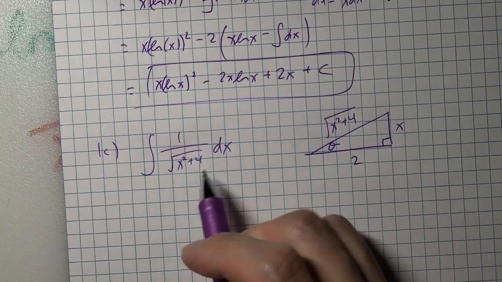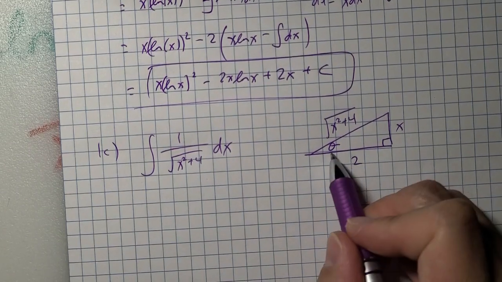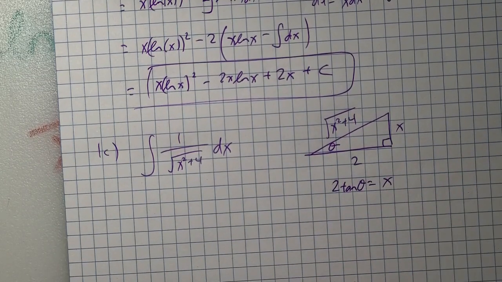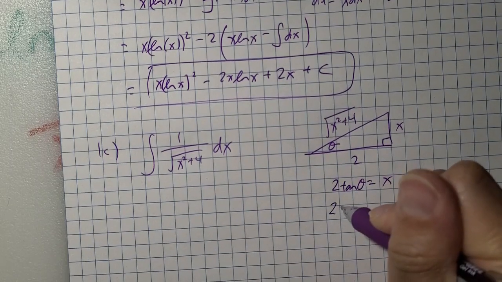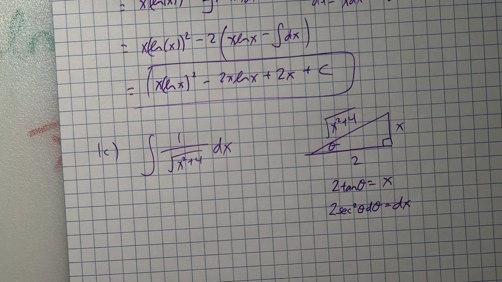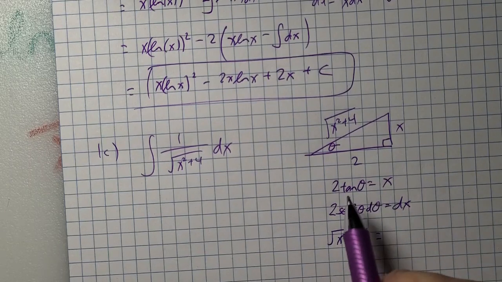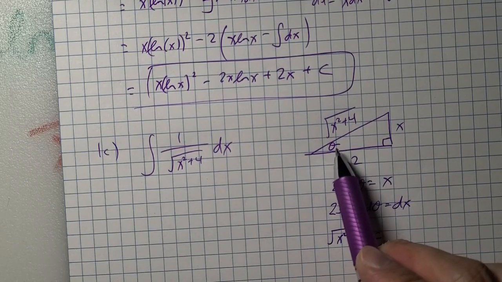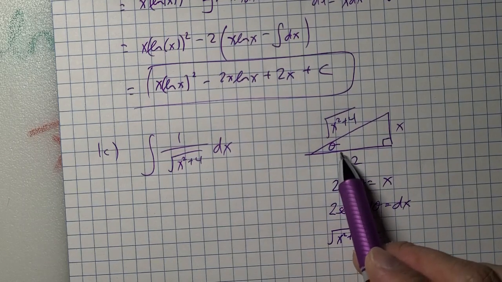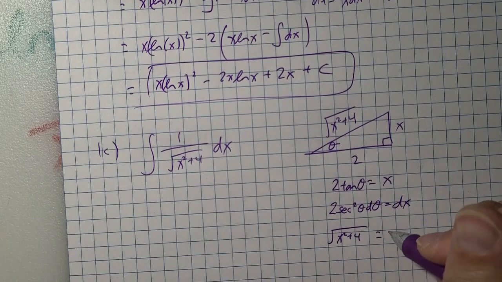We want to substitute everything in this integrand in terms of theta. We know that tangent theta is x over 2, so 2 tangent theta is equal to x. We can get dx now because we need that. 2 secant squared theta d theta is dx. And we can sub the square root term also. Square root of x squared plus 4 is equal to, well, we know that secant theta is this over 2. So 2 secant theta is the square root.